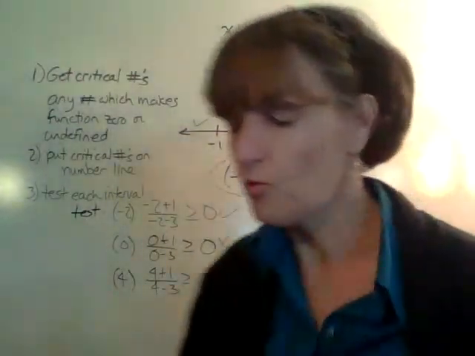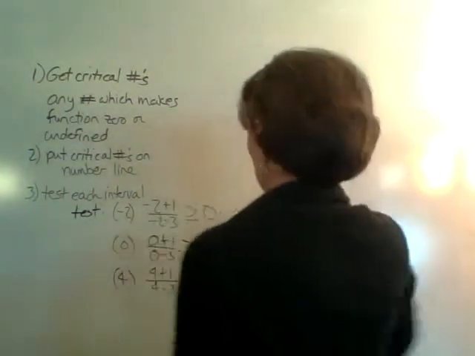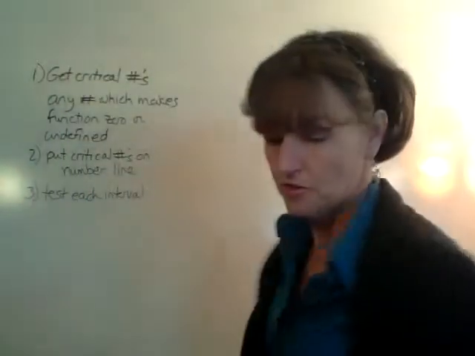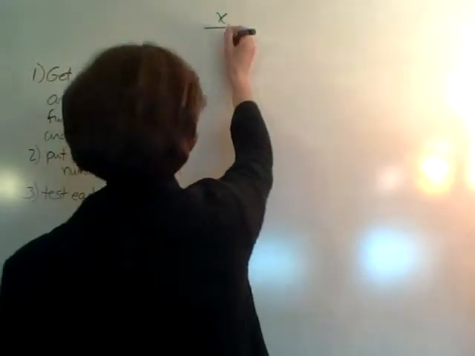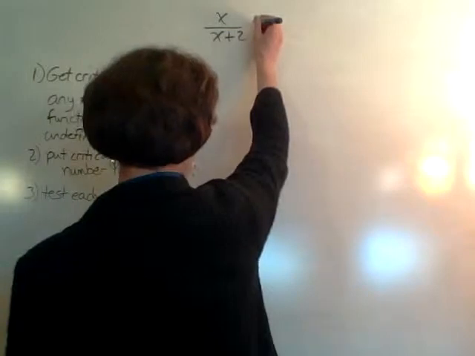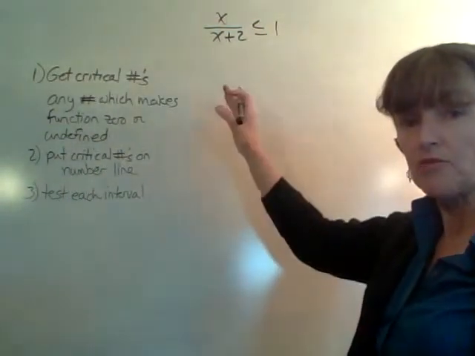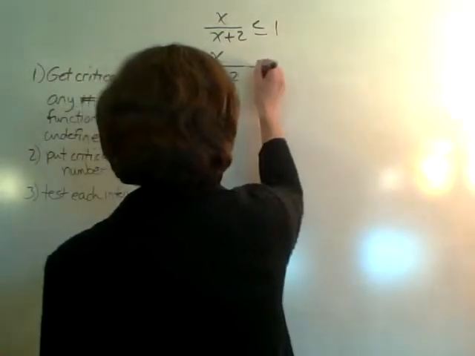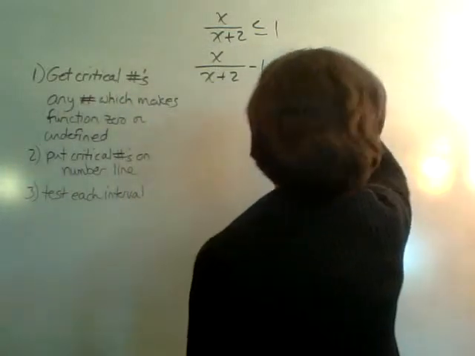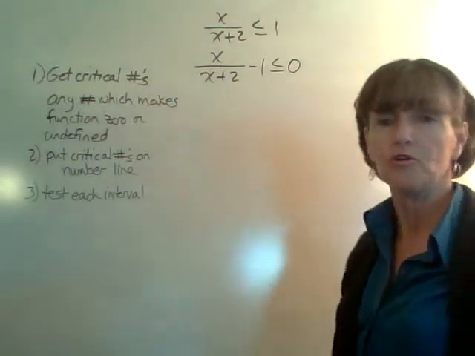Now let me show you one more real quickly. This one is going to have a step that you may not think about. This is another rational expression. x over x plus 2 is less than or equal to 1. Now, just like when we had to move the 6 over, we're going to have to move the 1 over. But we're also going to have to get a common denominator before I can start this process so that I can know what my critical numbers are.